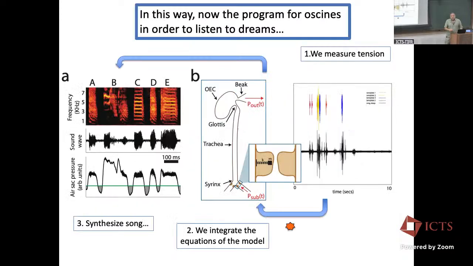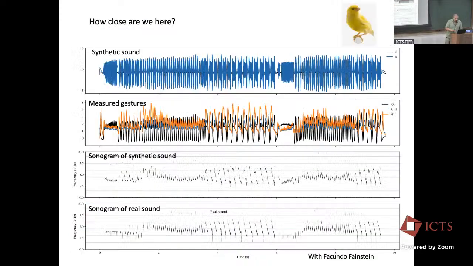So of course, now the program is to try to do this with oscine birds. That means measure these patterns of activity, include them in the model of sound production, and synthesize the song if you use what is used during the day, or the dreams if what you are measuring is the EMG during the night. Can we do that? Well, actually it's going well.